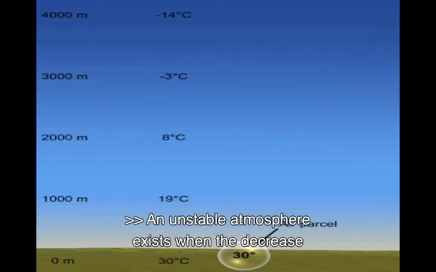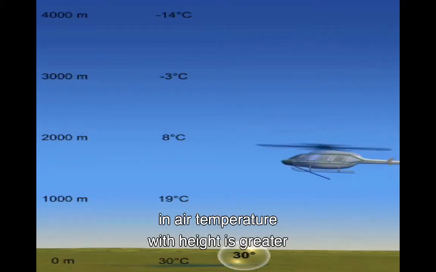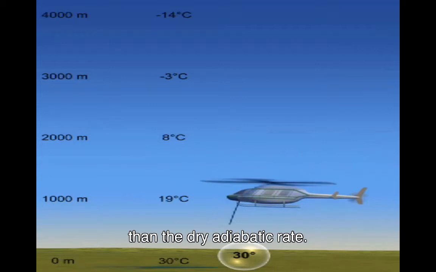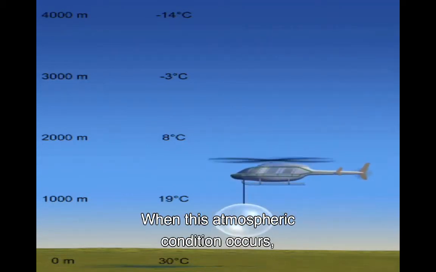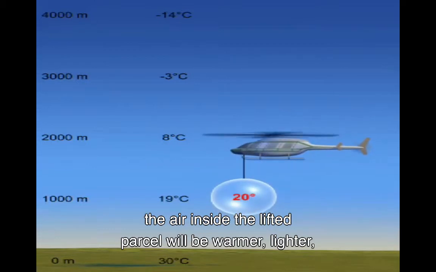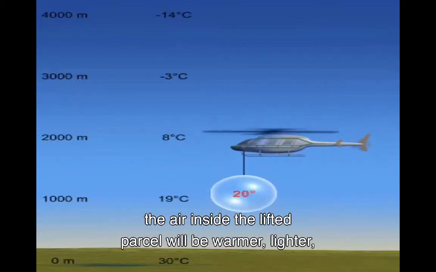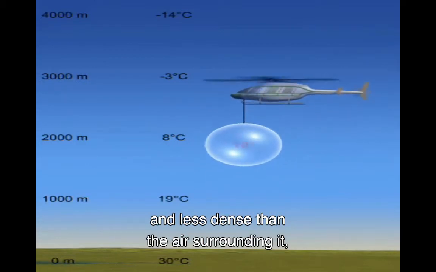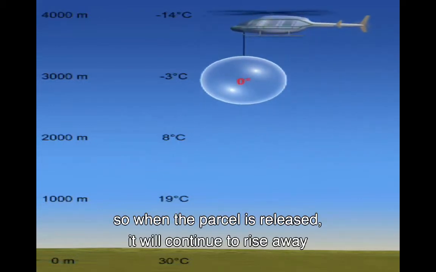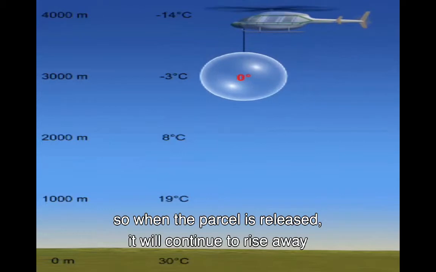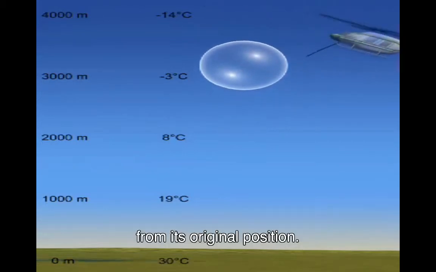An unstable atmosphere exists when the decrease in air temperature with height is greater than the dry adiabatic rate. When this atmospheric condition occurs, the air inside the lifted parcel will be warmer, lighter, and less dense than the air surrounding it. So when the parcel is released, it will continue to rise away from its original position.